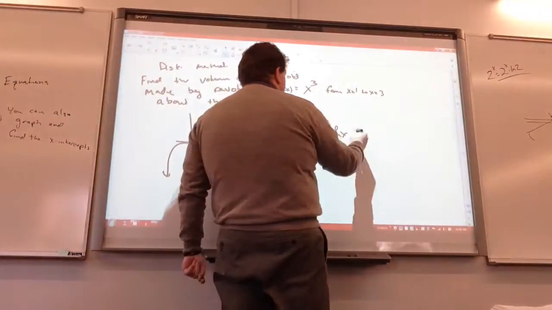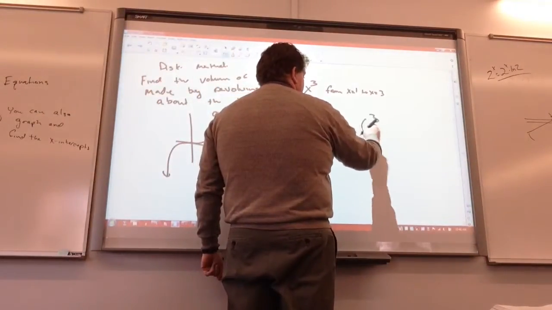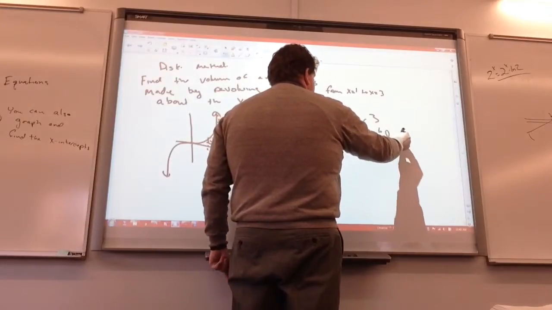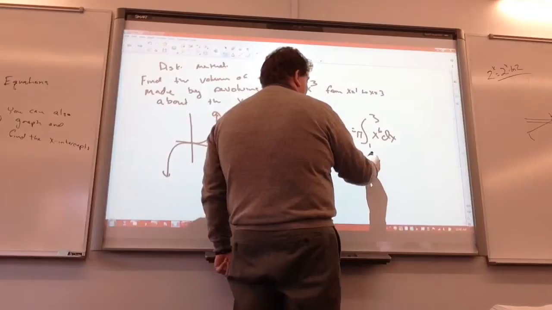We go ahead and we clean this up. Integral from 1 to 3. We can write this as pi times the integral from 1 to 3 of x to the 6th dx. What's the antiderivative of x to the 6th?